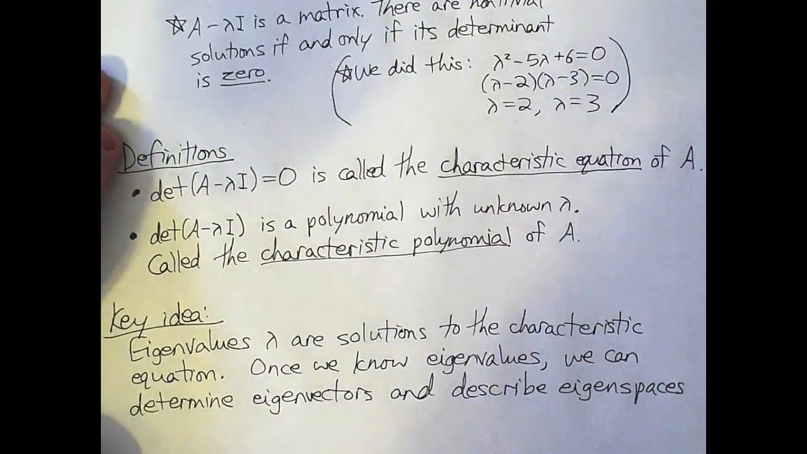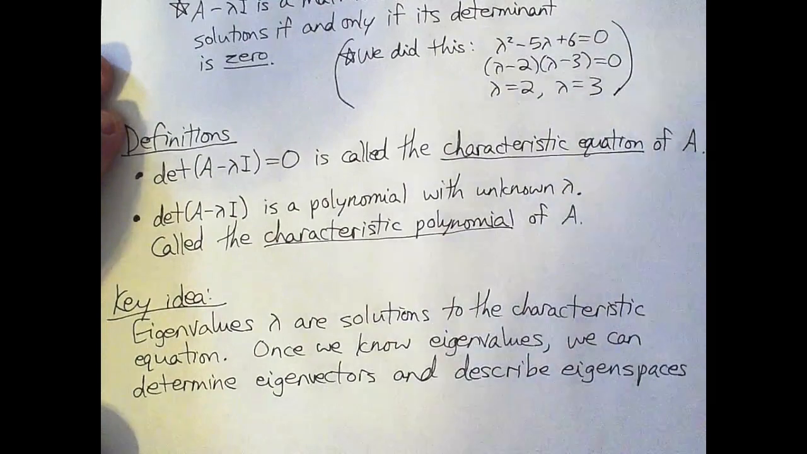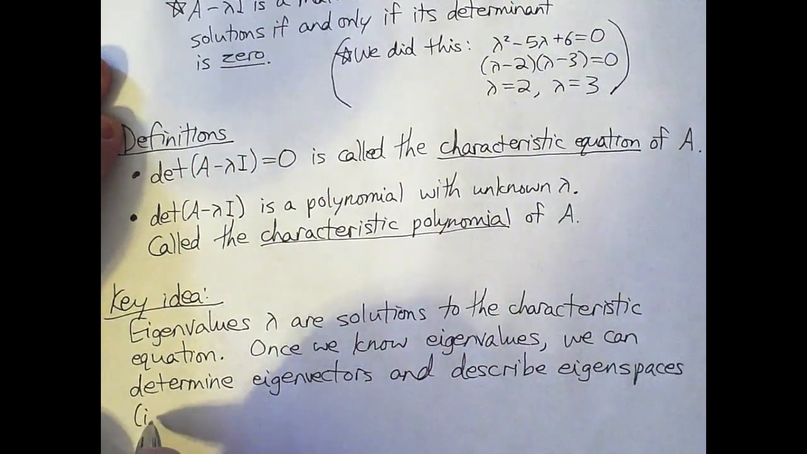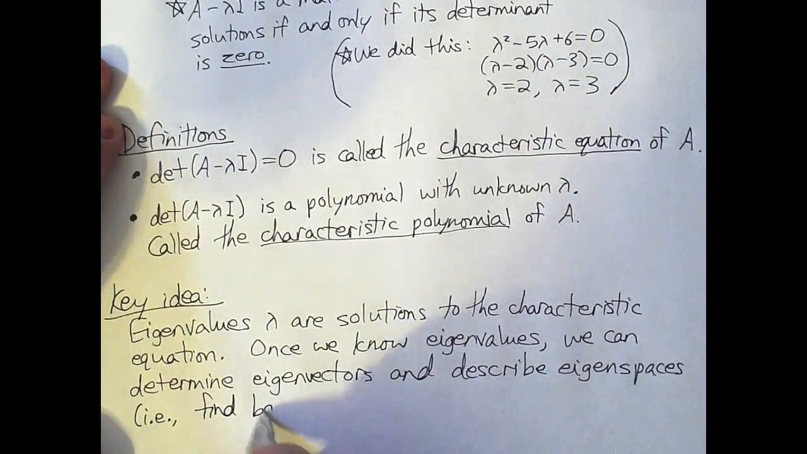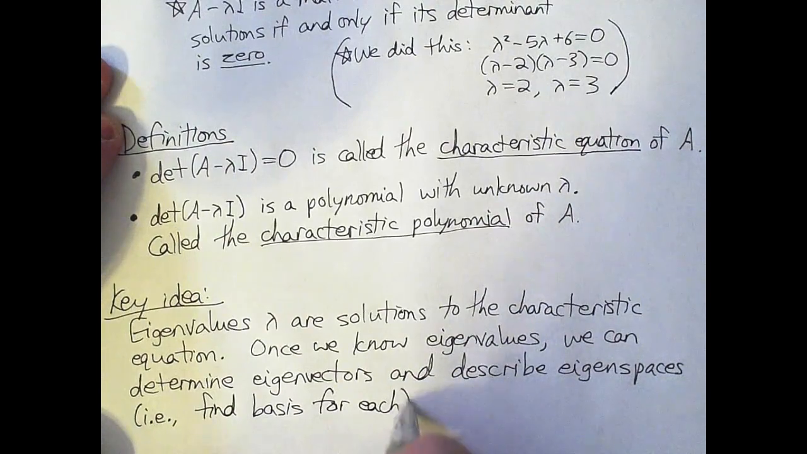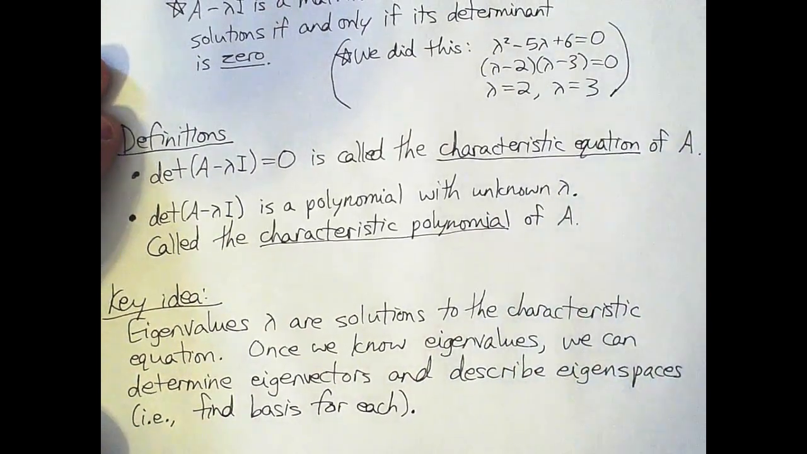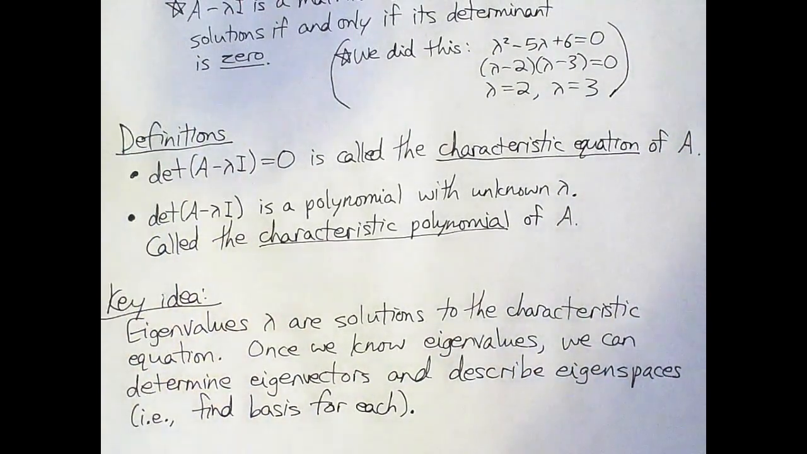Describing eigenspaces, I use the word describe. What I mean by that is we can find a basis for each eigenspace. The best way to describe an eigenspace is to give a basis. So once you have the basis, you've basically found all of the eigenvectors in that eigenspace. The eigenspace is the span of something.